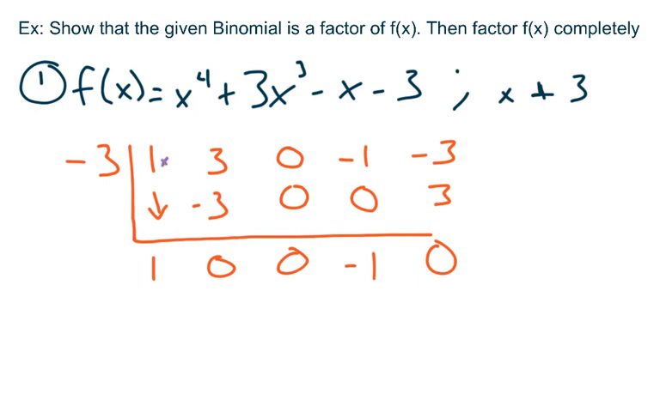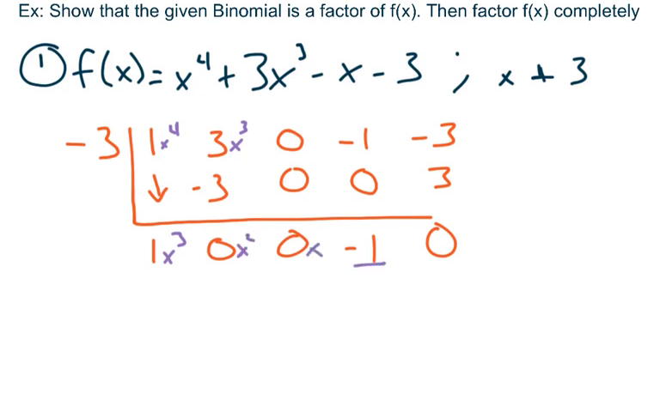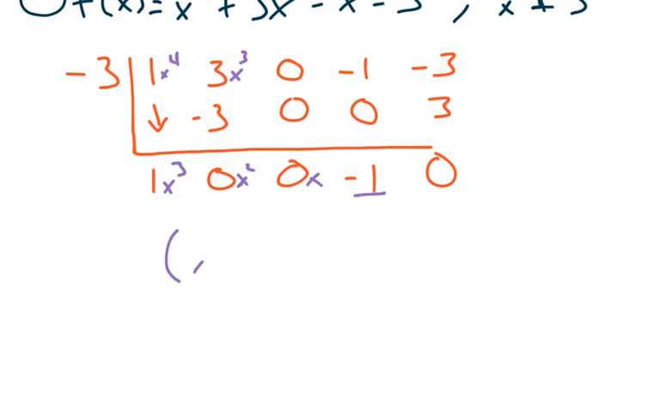Now, if you remember, this is x to the fourth. So when it comes down a row, now it's x to the third power. This was x to the third, so now this is x squared. This will be x. This is my constant term, and then my remainder. So what I've got left then is x cubed minus 1, and then don't forget x plus 3 out in front.